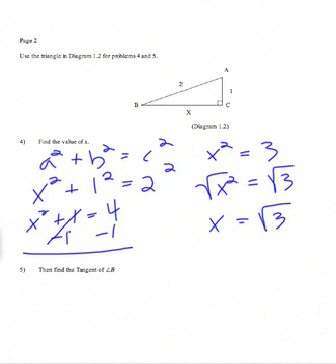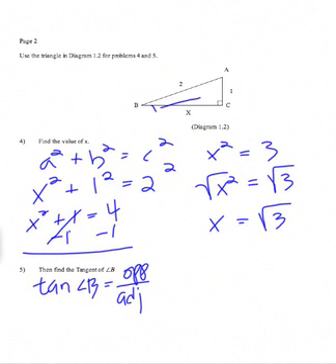Problem number 5 asks for the tangent of B. Well, we need to remember that the tangent of angle B is going to equal the opposite over the adjacent. So this is in perspective of angle B. So the opposite is going to be 1, and the adjacent is going to be x, which we just solved for and found out that that is rad 3. So the tangent equals 1 over the square root of 3.